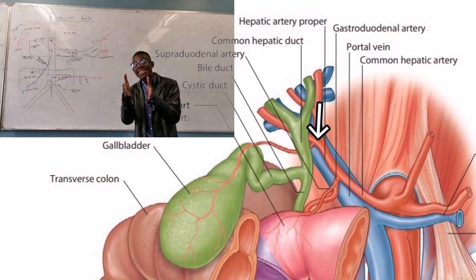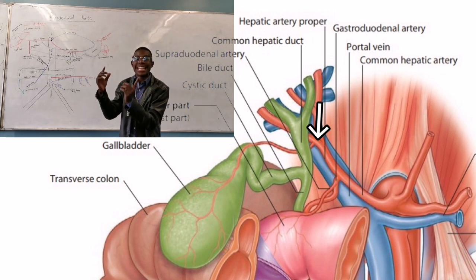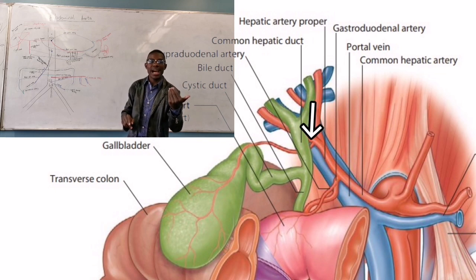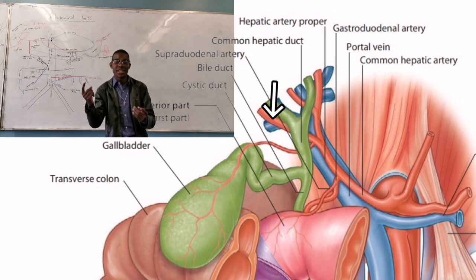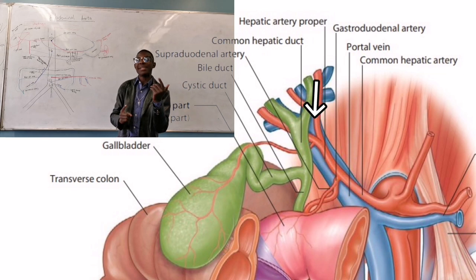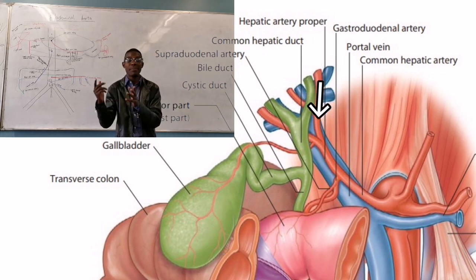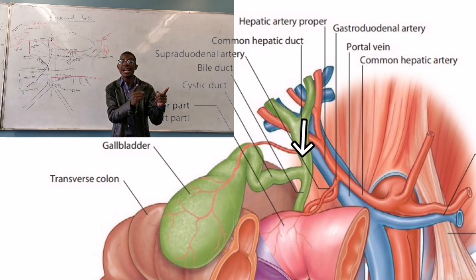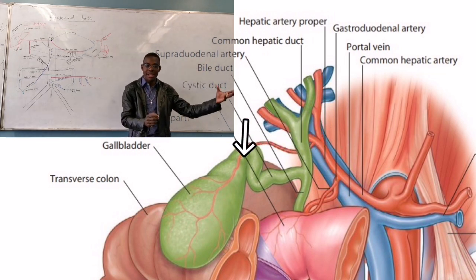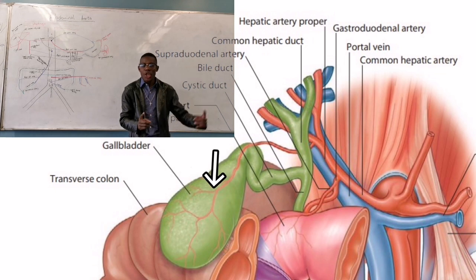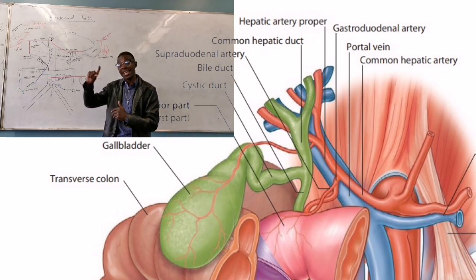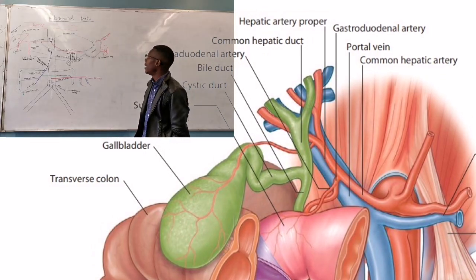So it's going to, in the hepatoduodenal ligament, bifurcate, giving us the right hepatic artery and the left hepatic artery. Take note of this: the right hepatic artery is larger than the left hepatic artery. Why? Because the right hepatic artery gives the cystic artery that will supply the gallbladder. So these are the branches of the celiac trunk, right?